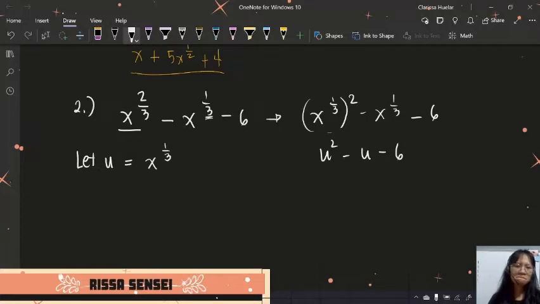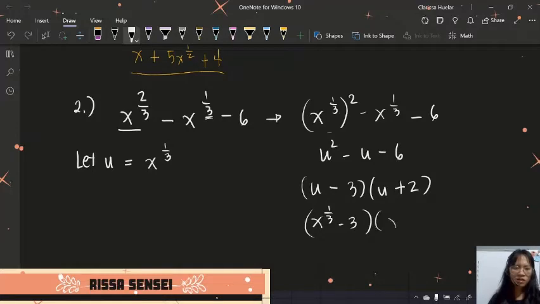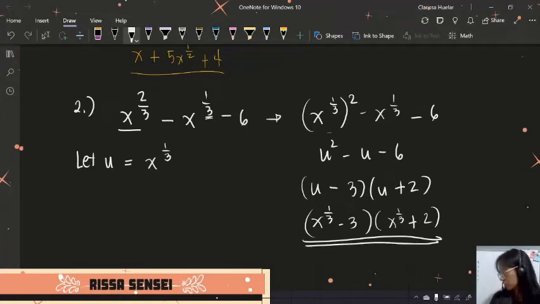Sige. Ano kayang factors nito? You can do this mentally. So, this is u minus 3 times u plus 2. Because the factors of negative 6 that will give us a sum of negative 1 are negative 3 and positive 2. And now, let's change u to x raised to 1/3. So, that's x raised to 1/3 minus 3 and x raised to 1/3 plus 2. So, ito na yung answer. If you want to verify this, sa notebook nyo na lang.